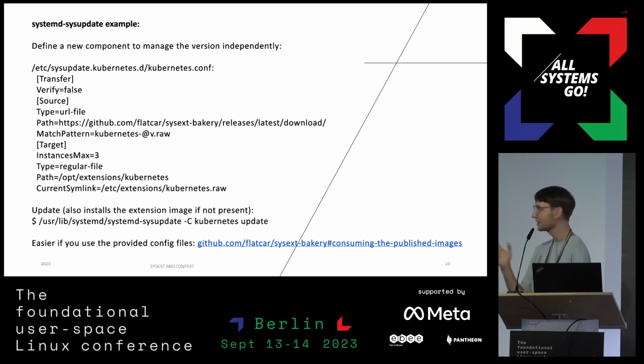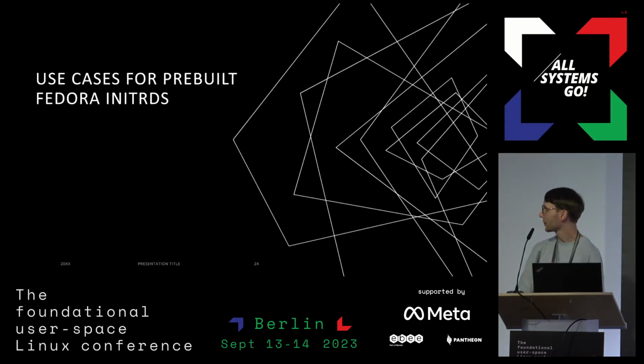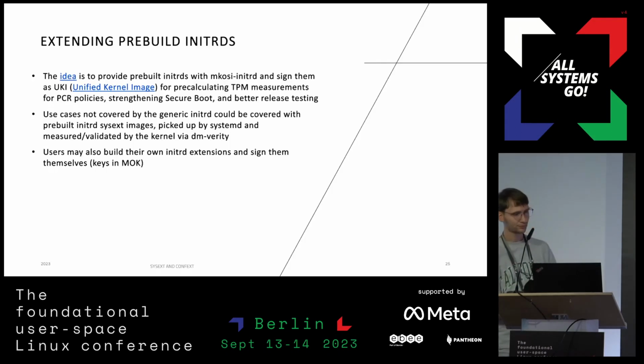Maybe you don't know what this looks like. This is a configuration in systemd-sysupdate where you say, okay, that's the location where we want to look for things, and there's some kind of manifest file that lists the extensions that are available, and then this current symlink is set up to point to the current version, and then you run systemd-sysupdate with -C for this Kubernetes component that we defined here to update it. And it's even very easy because you don't have to write this stuff. We provide this whole config file. When you use Flatcar, you can directly source it in the configuration language of Flatcar.